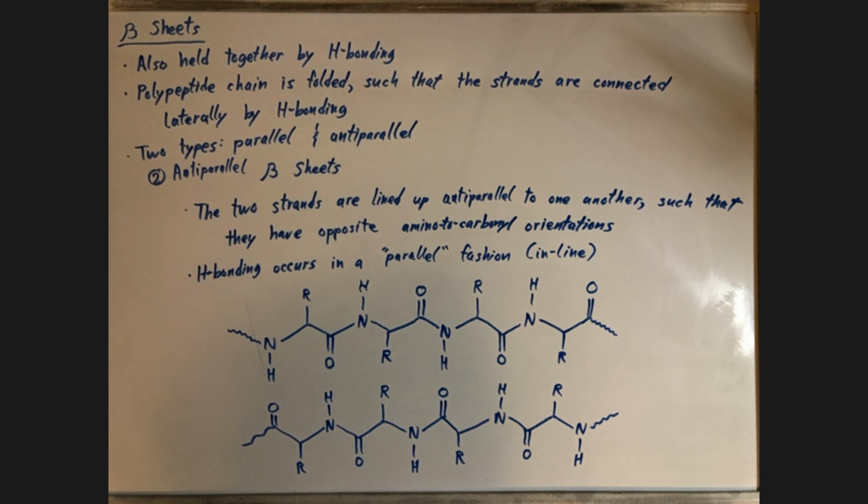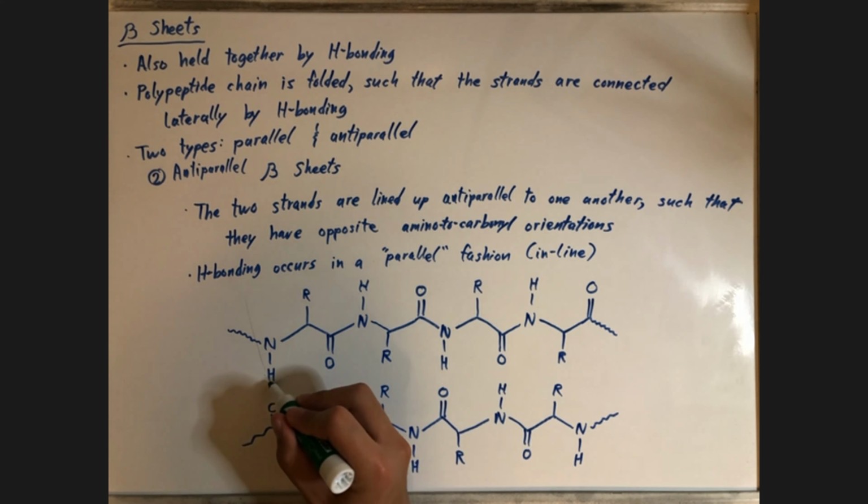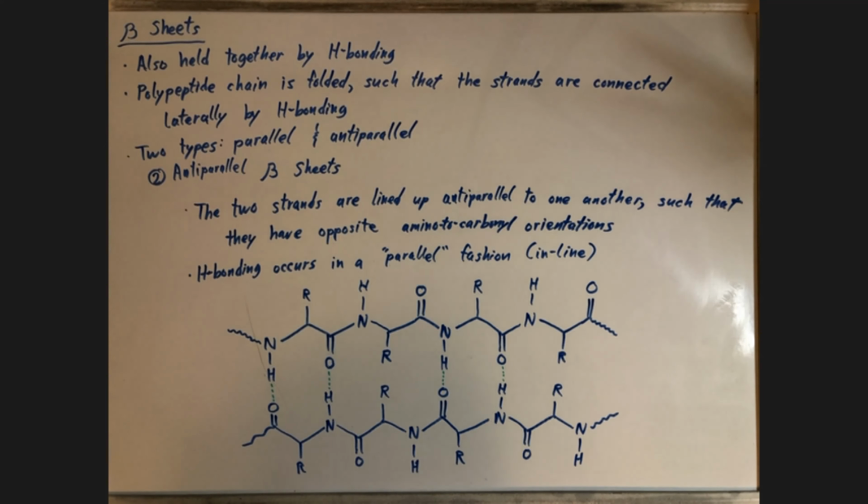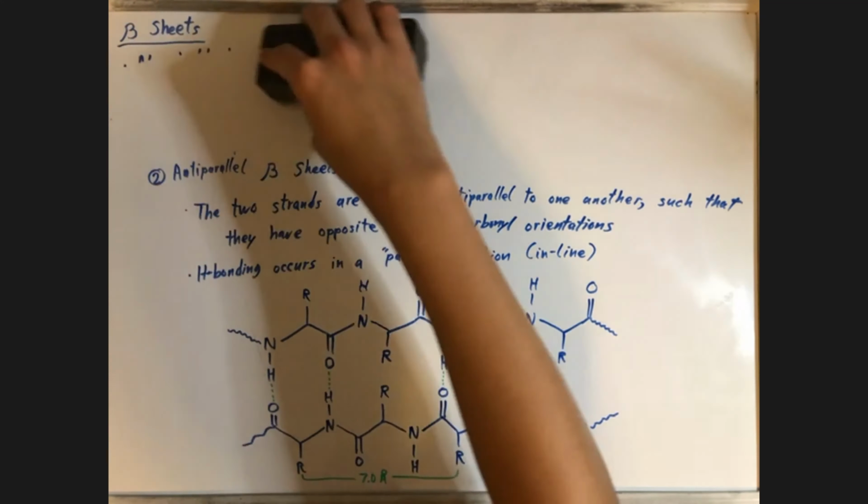So we would have hydrogen bonding occur over here, here, here, and here. And the repeat period for antiparallel beta sheets is going to be a little bit longer than the parallel at 7 angstroms long. One more thing about antiparallel beta sheets is that they can contain an additional type of structure, which the parallel beta sheets don't have.